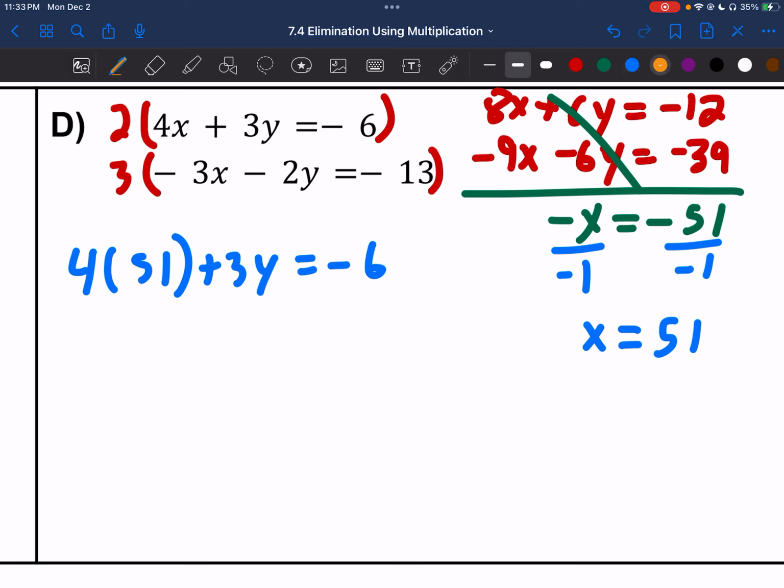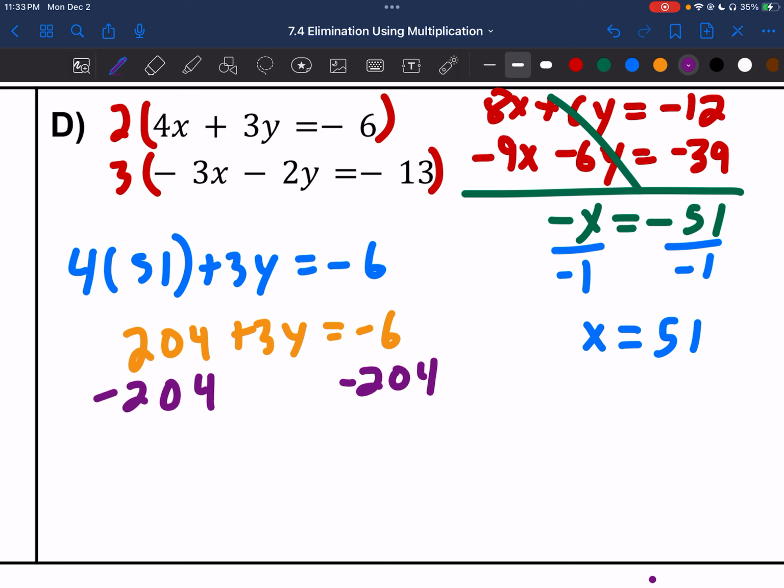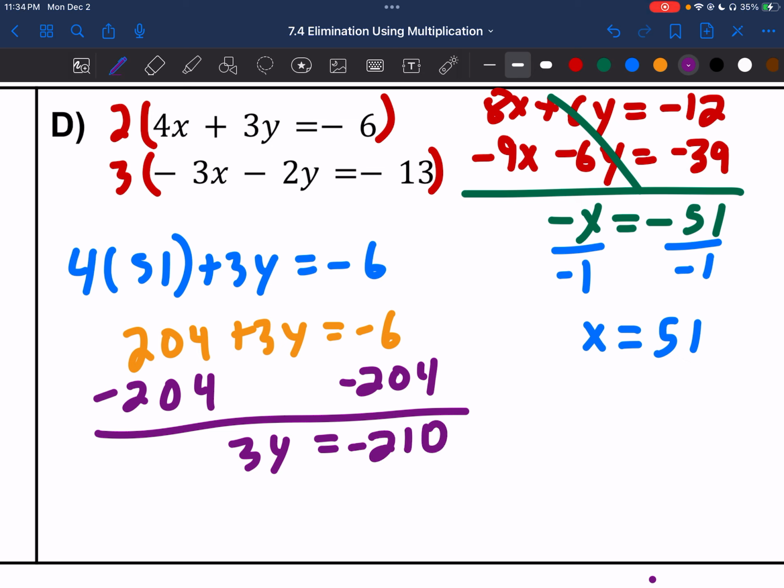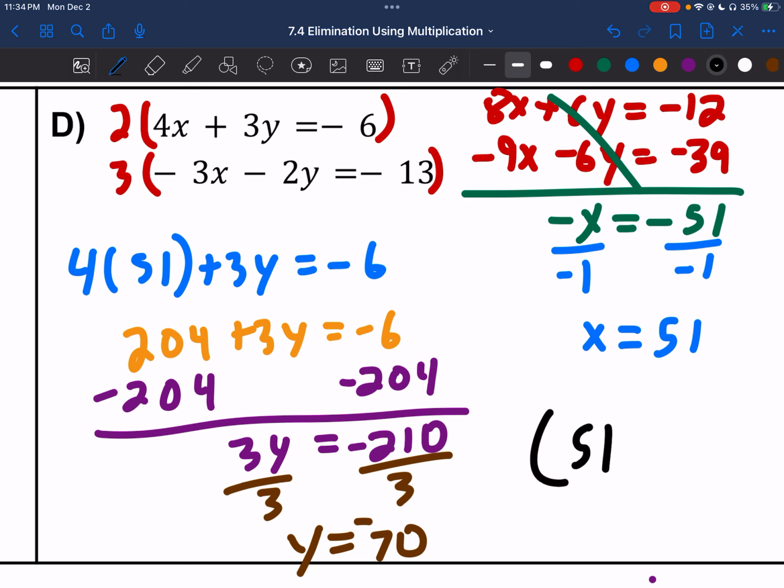Now, 4 times 51 is going to give me 204 plus 3y equals negative 6. And we're going to subtract that 204 from both sides. And so we get 3y equals negative 210. Divide by 3, y equals negative 70. So my ordered pair is 51, negative 70. So just because they're not always nice, neat answers doesn't necessarily mean they are wrong.